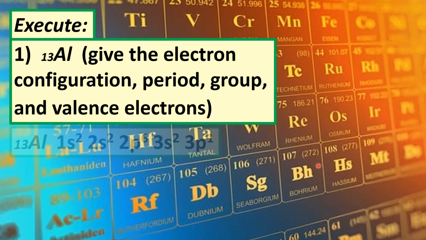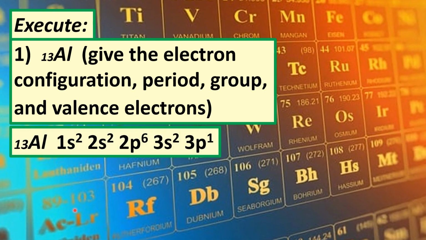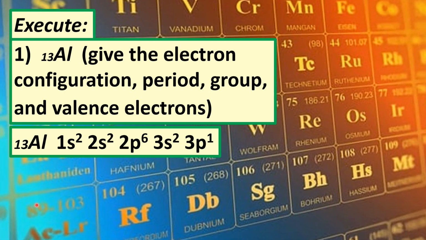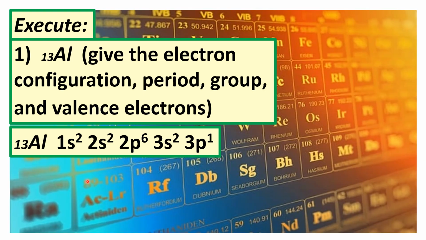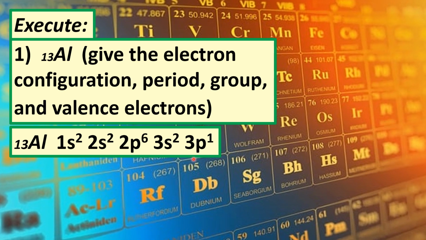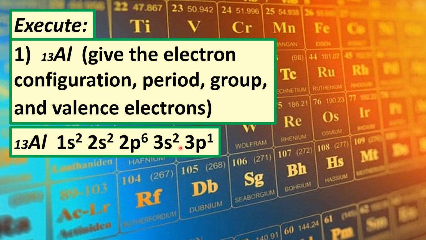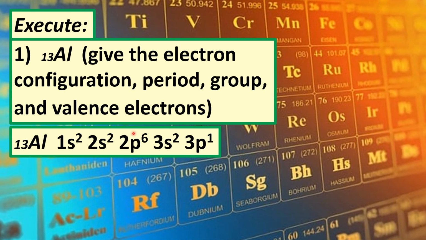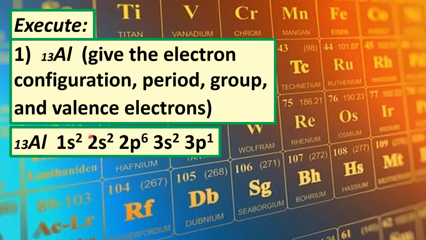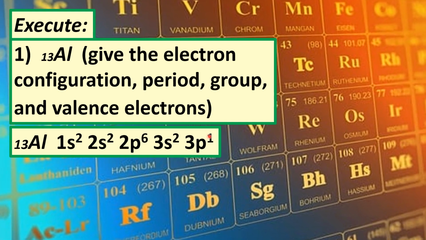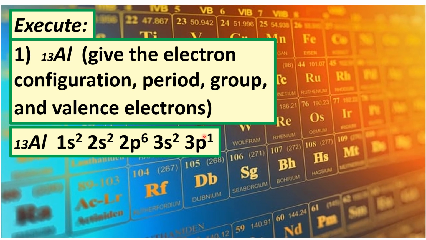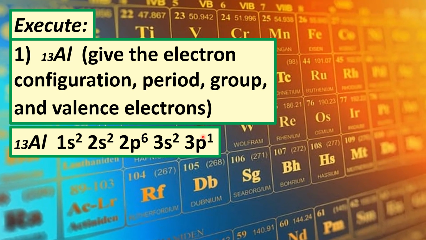So, its configuration, following the Aufbau mnemonic device, we have 1s2, 2s2, 2p6, 3s2, and 3p1. So 2, 4, plus 6, 10, plus 3, 13. Always check the number of electrons that you put in this configuration. There should be 13.